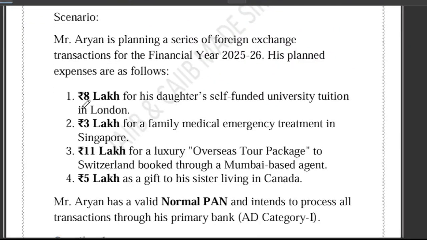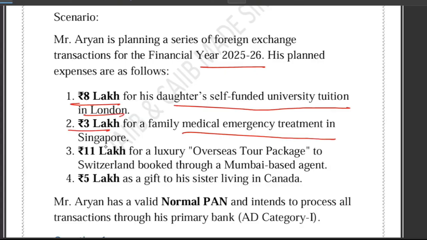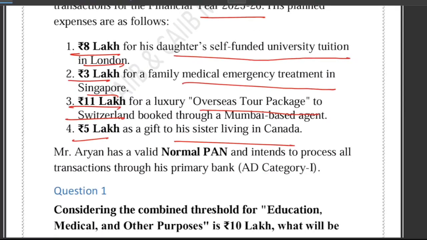Now friends, let's do one more question. And the question is regarding Mr. Aryan. Mr. Aryan is planning a series of foreign exchange transactions for the financial year 25-26. His planned expenses are as follows: 8 lakh for his daughter's self-funded university tuition, 3 lakh for a family medical emergency treatment in Singapore, 11 lakh for a luxury overseas tour package to Switzerland, and 5 lakh as a gift to his sister living in Canada. And he has a valid normal PAN and intends to process all the transactions through his primary PAN.